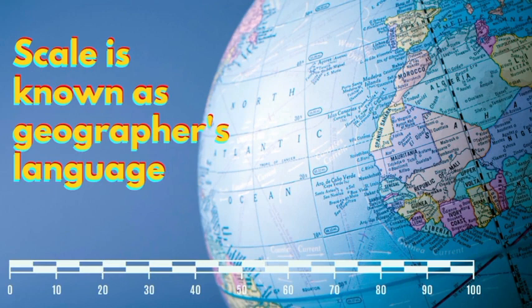Scale is also known as a geographer's language. That is why maps are not read by psychologists or economists. A map is definitely coded, and geographers who understand scales are able to interpret it very well. So scale in this context helps a lot to decipher what a map is all about.